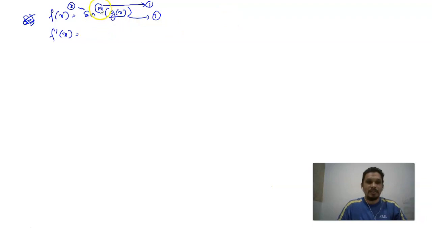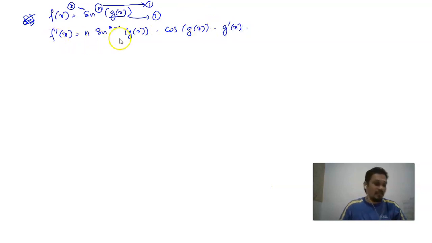So differentiate n, then sine to the power of n minus 1 of g(x), multiplied with, just now we differentiated the power, n minus 1, and then differentiate sine, it gives you cos g(x), and then differentiate g(x), and it comes out with g prime x.